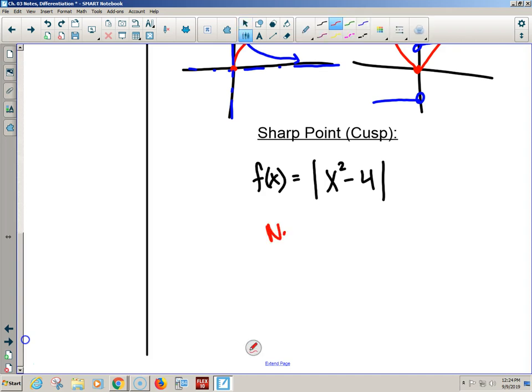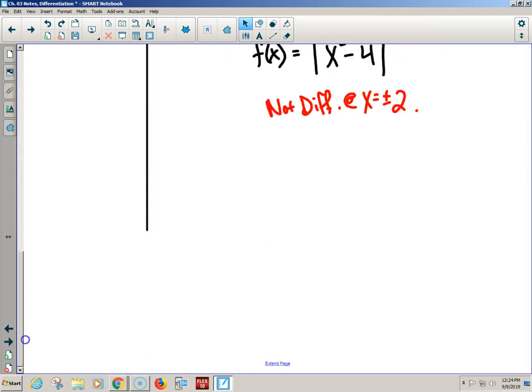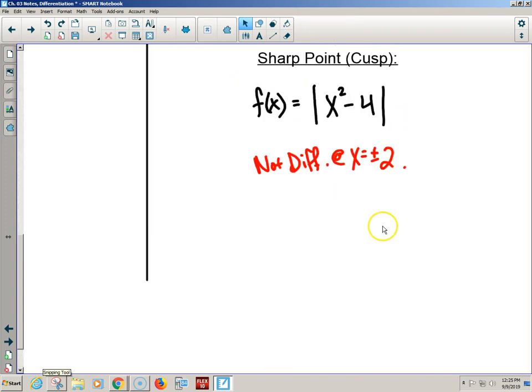So this function is not differentiable at x equals plus or minus 2. How do you know? How could we look at that though? Are we considering the function, or are we considering its derivative? I'm thinking about what you did for the absolute value of x.